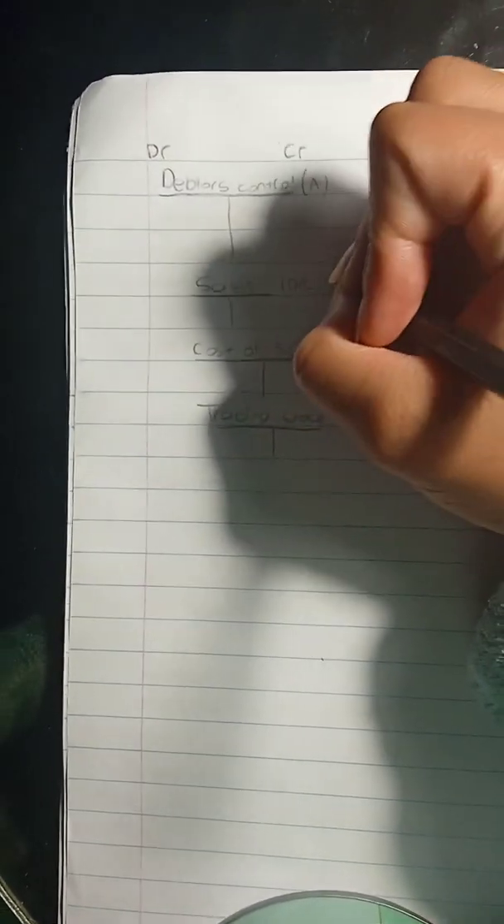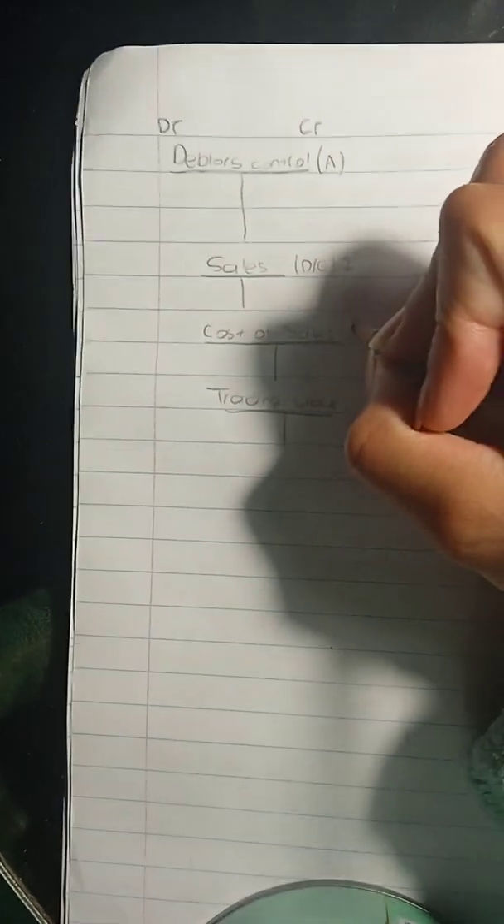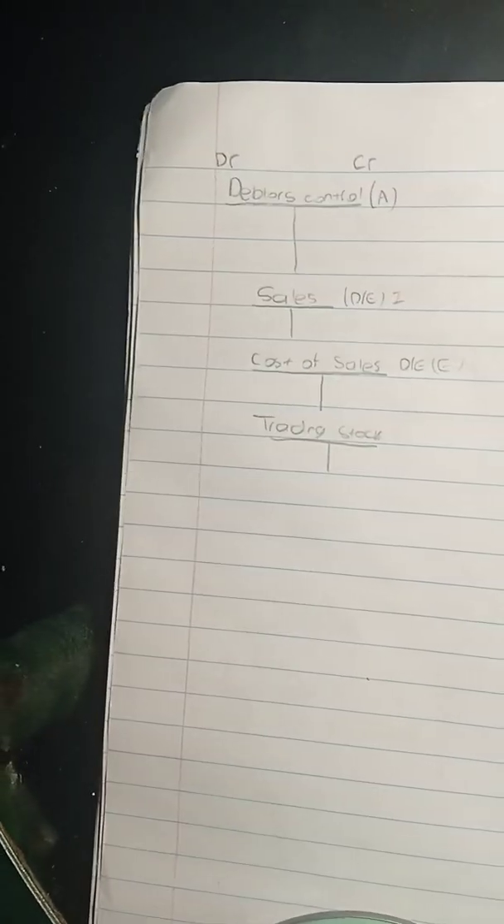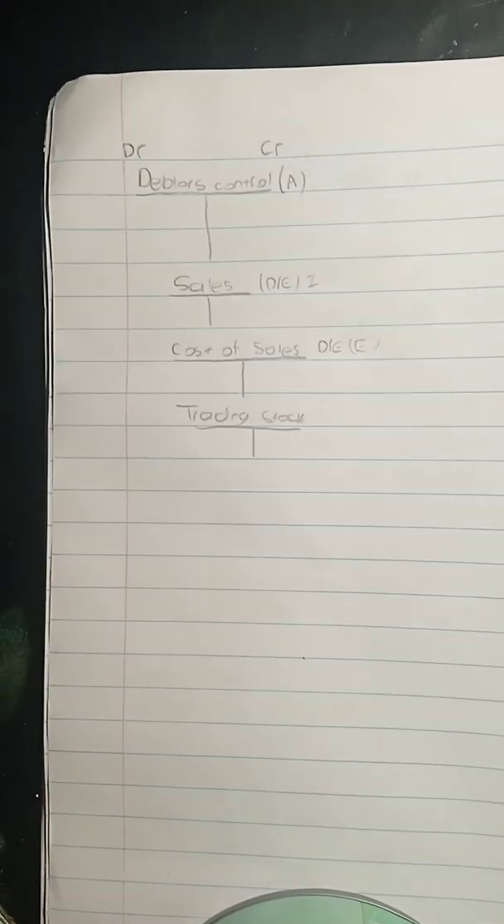Now, you must first identify what type of account this is. I'll tell you now, debtors control is an asset. You will see in your classification of accounts. I'll send you a picture of it also. Debtors control is an asset. Sales is owner's equity. It's an income. And then cost of sales is also owner's equity, but it's an expense. The reason being is, remember, cost of sales is the price of the trading stock. It's the price now that you pay for the goods that you're going to sell again.